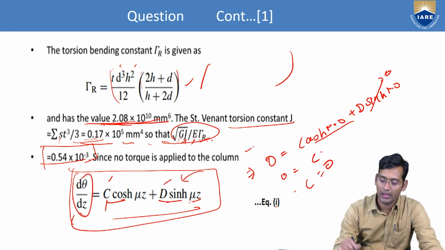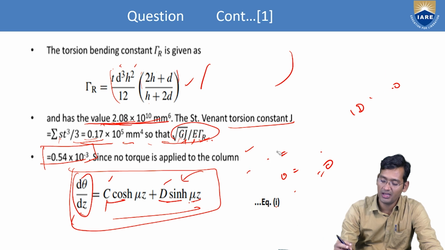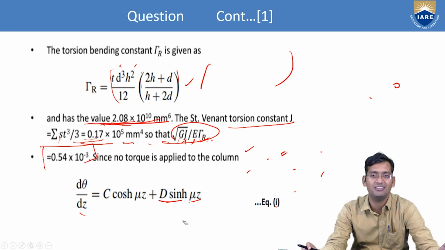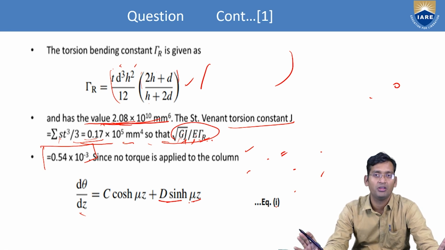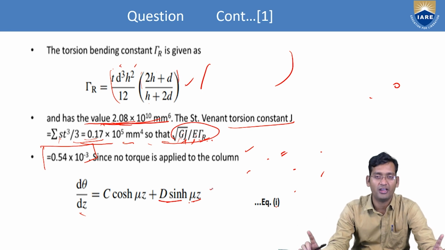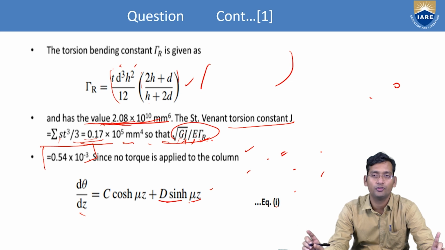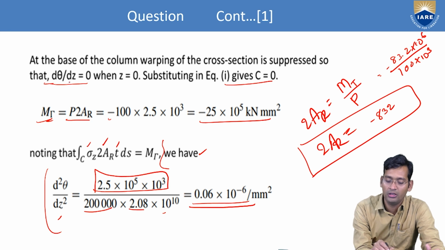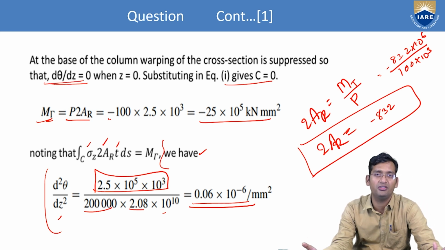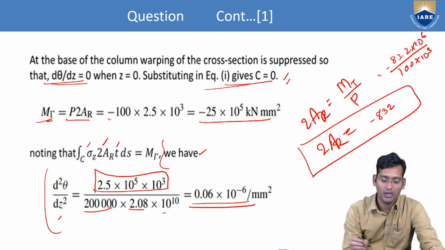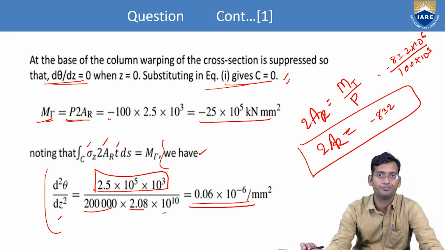Okay, so now the condition is, since no torque is applied, this will be the solution: the rate of twist d theta by dz equals C cosh mu z plus D sinh mu z. For finding this, first we have to find C and D, so apply the boundary condition. When z is 0, d theta by dz is 0. Substituting in equation 1, you will get the value of C as 0. Now M tau is P into 2AR.